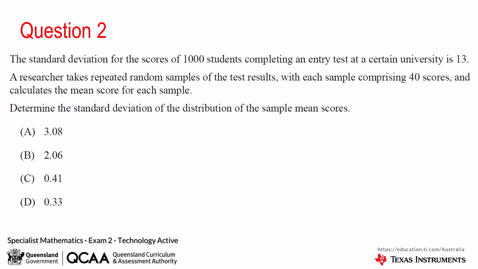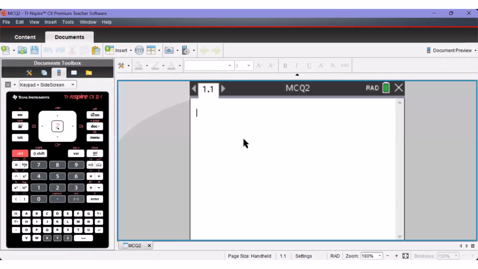In question 2, the standard deviation for scores of 1,000 students completing an entry test at a certain university is given as 13. There's a researcher who takes repeated samples of the test results, and each sample has a sample size of 40, so in other words, n equals 40, and the researcher calculates the mean score for each sample. What we wish to find here is the standard deviation of the distribution of the sample mean scores. So this is quite straightforward use of TI-Nspire.